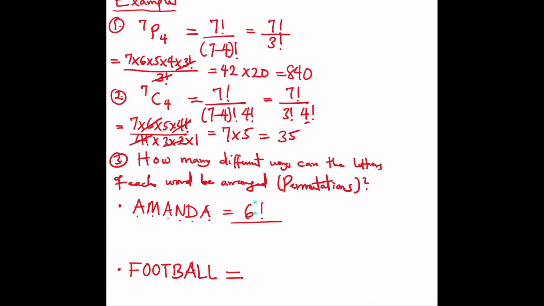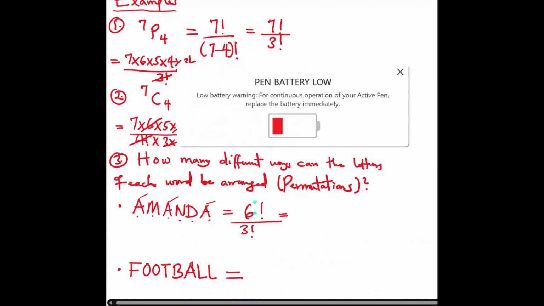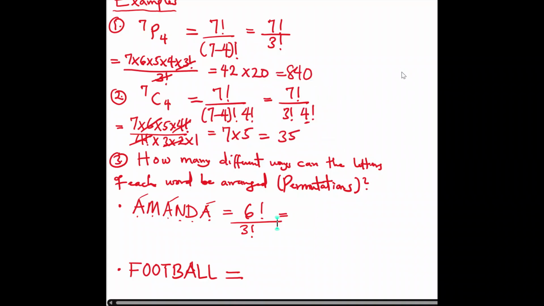And then we are going to divide it by the letters that are repeated. The repeated letters will be in the denominator. The letter that I repeated is A. How many times was A repeated? 1, 2, 3. So that's 3 factorial. And then M is only once, N is 1, D is 1. So we have 6 factorial divided by 3 factorial.